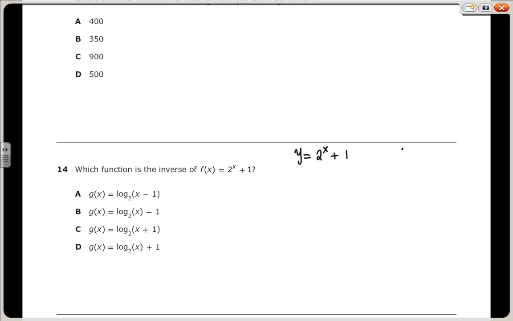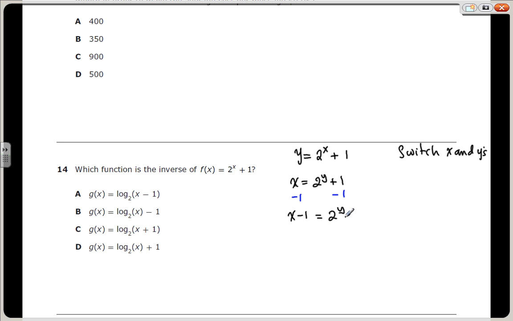Alright, so for this one, I'm going to switch the x and y's. So I'm going to have x equals 2 to the y plus 1. So let's get y by itself, right? So to do that, I'll subtract 1 from both sides. I'll have x minus 1 equals 2 to the y.